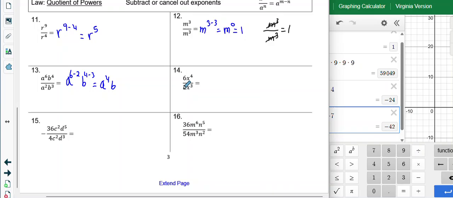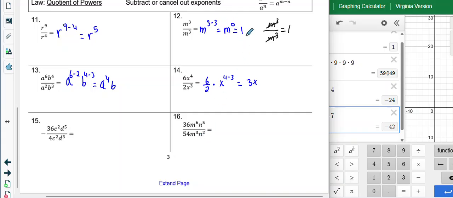Here, you do have some coefficients, so I do have to first go ahead and divide 6 divided by 2, and then you multiply that by x, and then 4 minus 3. So this ends up being 6 divided by 2 is 3, and then you have 4 minus 3, which is 1, and so that's just 3x.